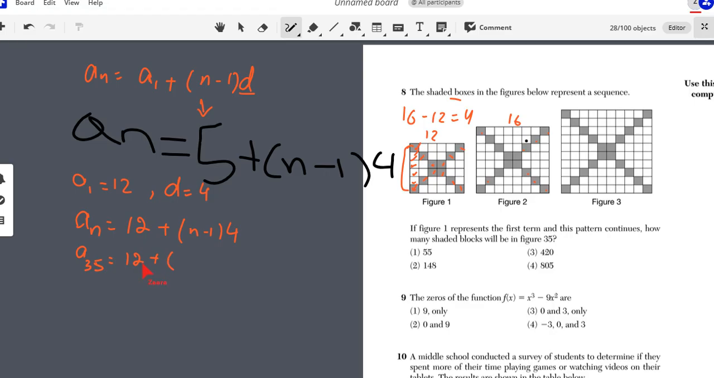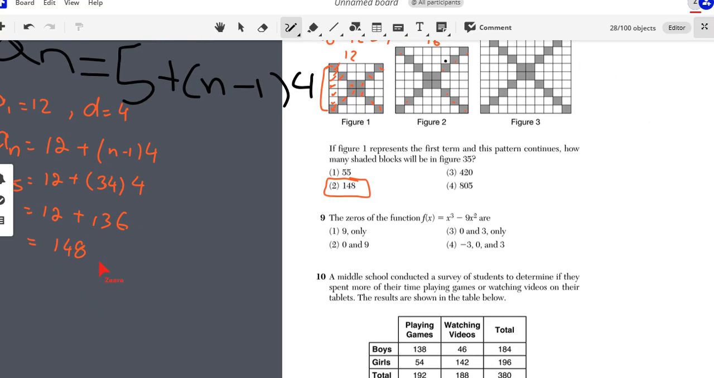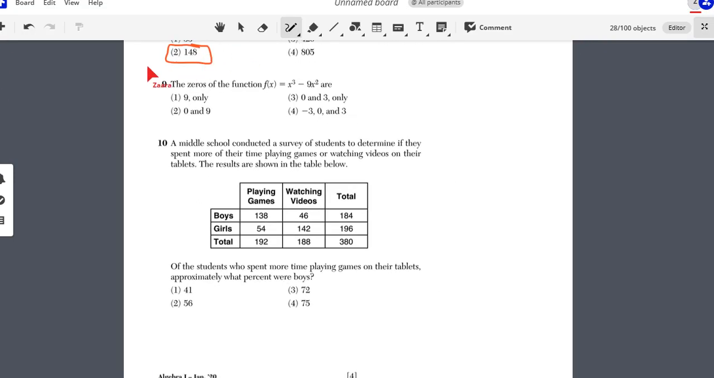So 35 minus 1 will become 34 times 4. So it will become 12 plus, what is 4 times 34? It is 4 times 4 is 16 and 4 times 3 is 12. 136 plus 12 is 148. So this answer is correct. Okay, now let's move to the next one.